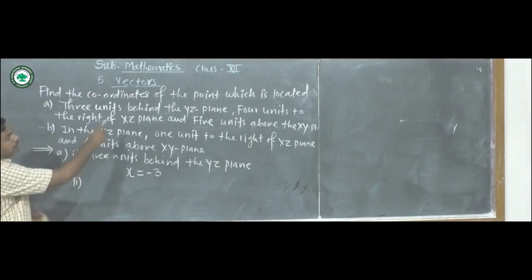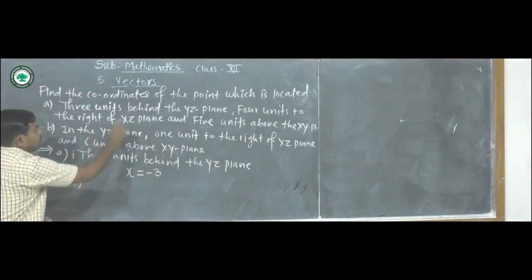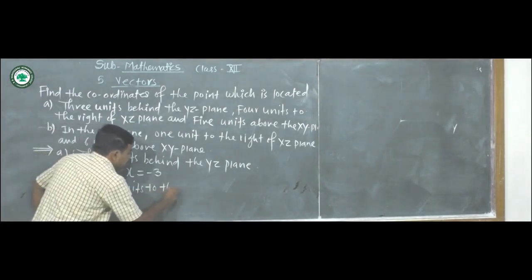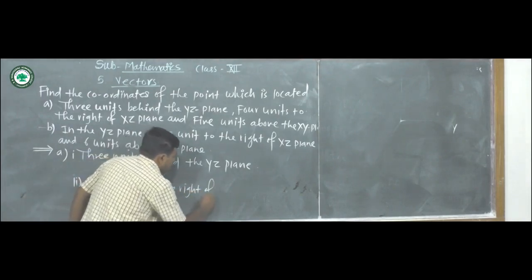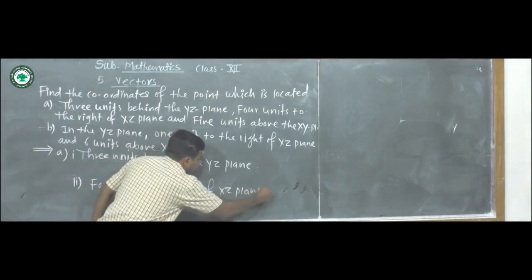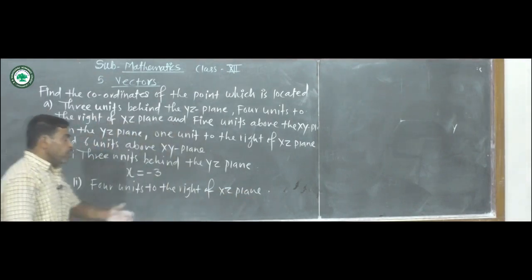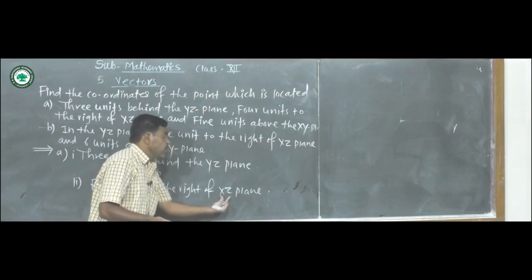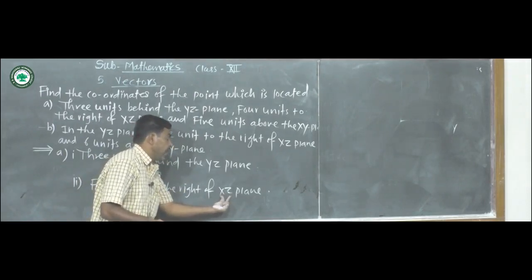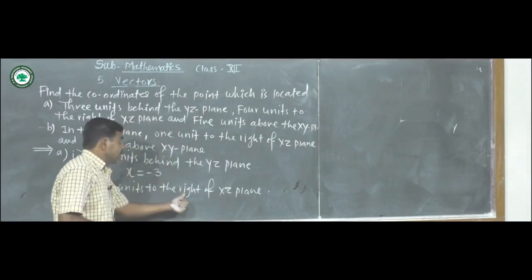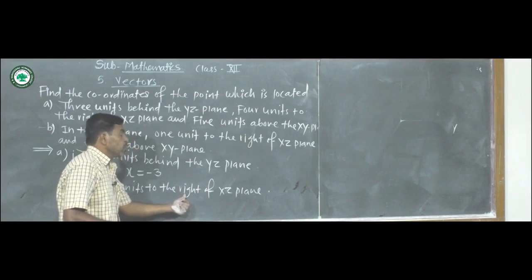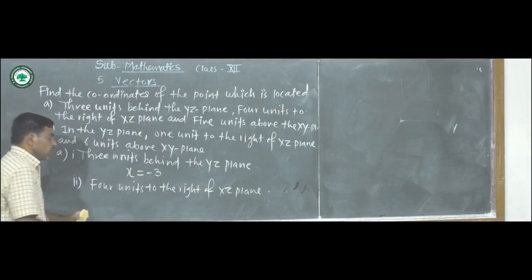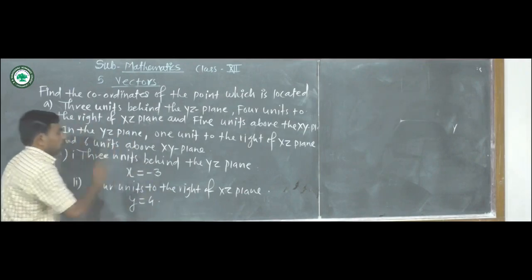Second thing, 4 units to the right of the XZ plane. See, the plane is XZ. What is remaining? Y. So we are thinking about the Y coordinate. The word is right, so the sign for the Y coordinate is positive. So therefore Y is equal to 4.